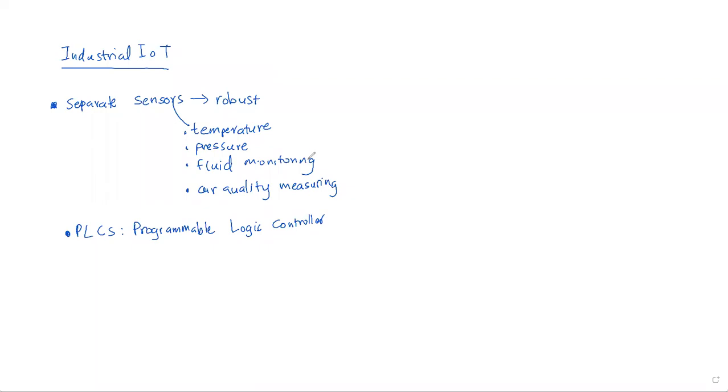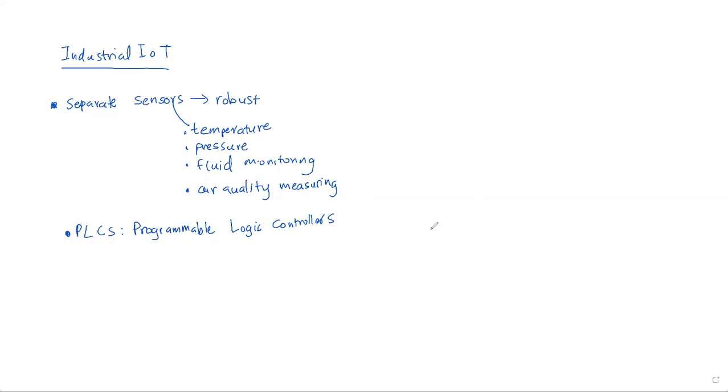So we are talking about industrial IoT, and we need separate sensors such as temperature, pressure, fluid monitoring, air quality monitoring, sensors which are robust to challenging environments, and we require processing units such as PLCs, programmable logic controllers, to do the processing at the local area and communicate that to the central location of processing the data.